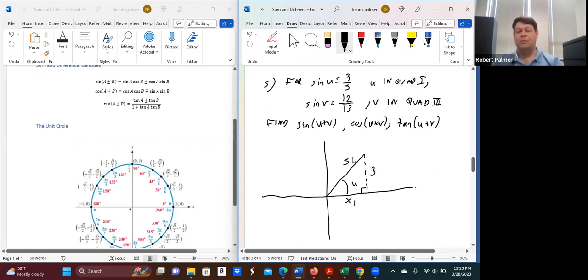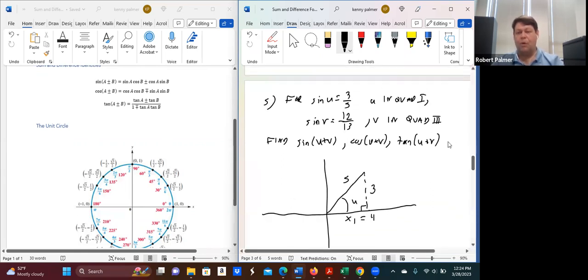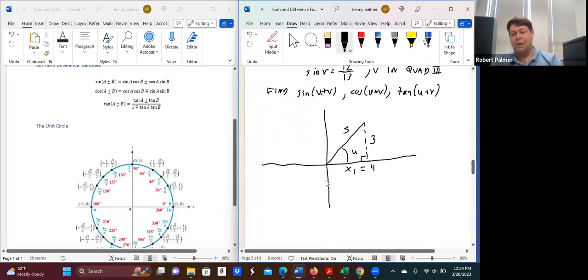Remember, r is the distance from the origin. And since we're in quadrant 1, all these are positive. Now, I won't show the details, but you can use the Pythagorean theorem to find out that this x1 is equal to 4.